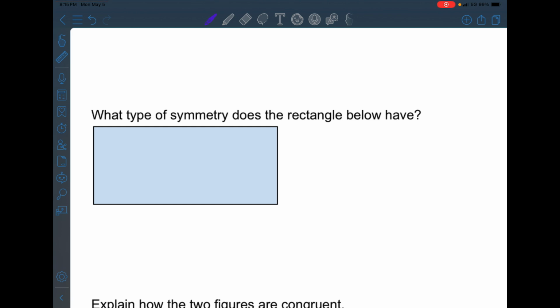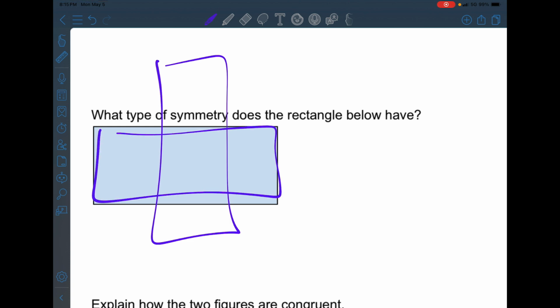And the next question was, which type of symmetry does this rectangle have? And this is if I rotate it around. If I rotate it 90 degrees, it looks like that. Well, if I rotate it 180 degrees, this is going to look just like it started. So it's 180 rotational.